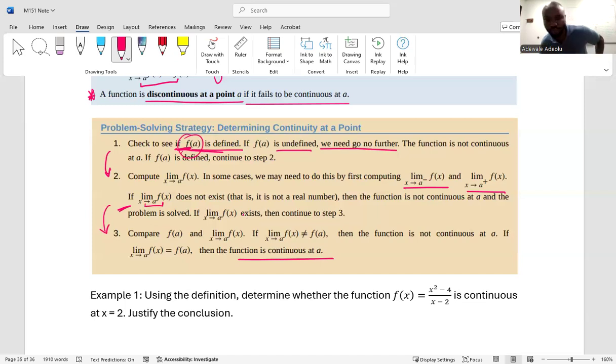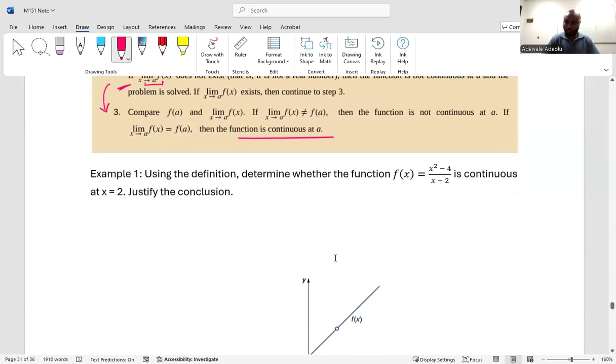Let us take an example to give this a better understanding in terms of a concrete example. Using the definition, determine whether the function f of x equals x squared minus 4 divided by x minus 2 is continuous at x equals 2, at that point a, which is 2. And you need to justify your conclusion.